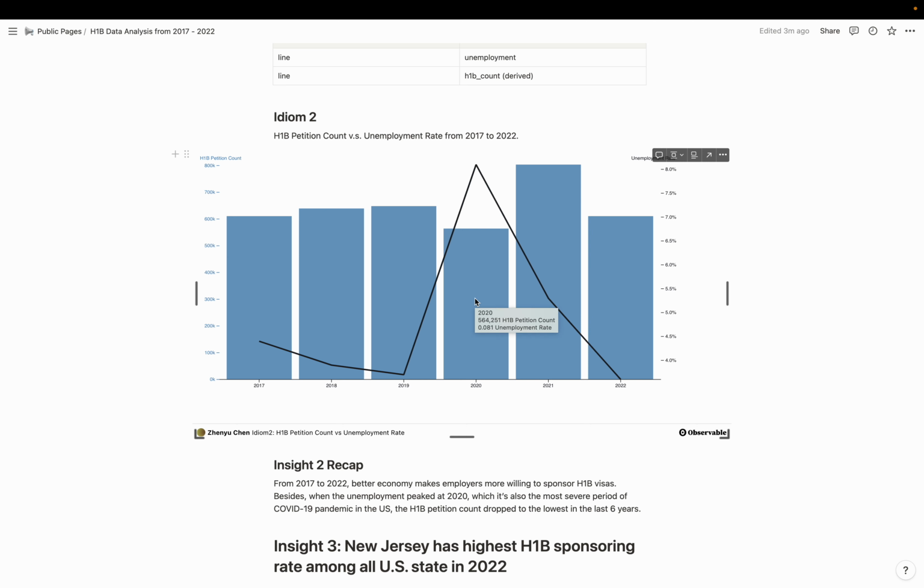So I can conclude an insight that better economies make employers more willing to sponsor H1B visas, and a bad economy will discourage employers from sponsoring H1B visas.